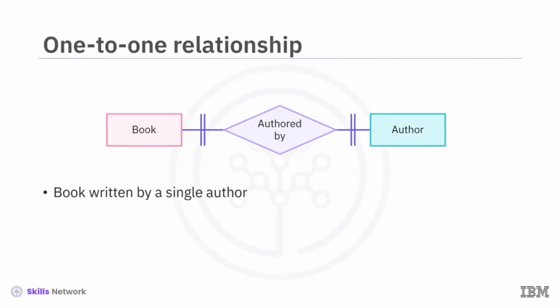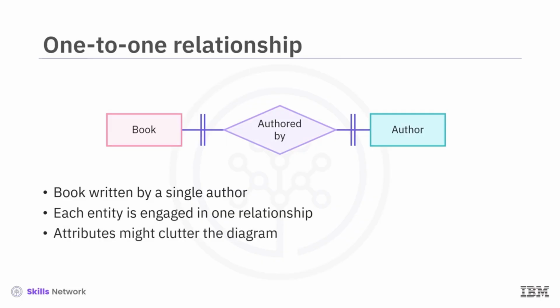Each book is written by a single author, denoted by the thick lines connecting the entities. It represents a one-to-one relationship, implying that each entity in the set is engaged in at least one and precisely one relationship. The diagrams only feature entities, as including attributes might clutter the diagram.